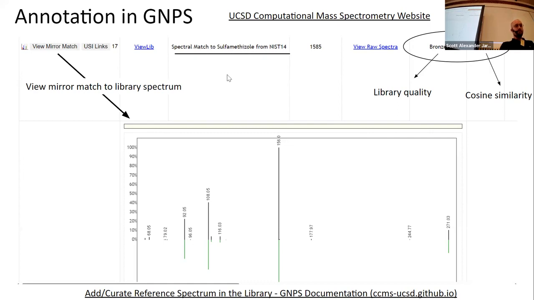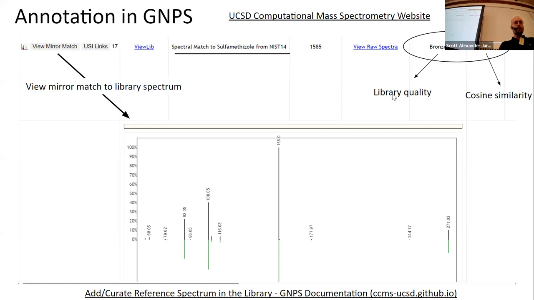sulfa drug that's present in NIST. It's apparently in our data as well. I selected over here to view the library match, so I can see any of the green peaks down here are perfectly matched to these. This is the reference spectrum, and it matches perfectly to the raw data.